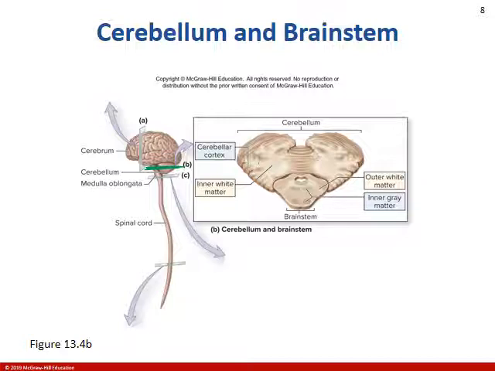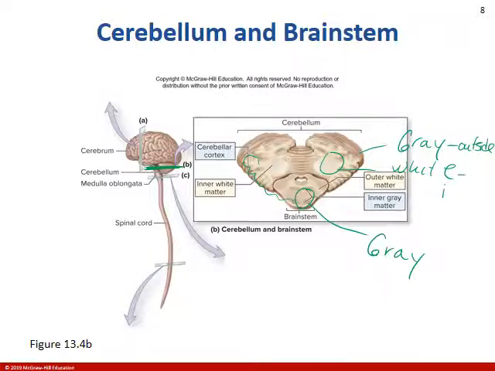Another image here, we're at a transverse cut at the brainstem area. So again, do you see that we have gray on the outside, then we have white, and then we have additional inner gray matter. So it's kind of a layering system. The gray is always on the outside, then you're going to have white on the inside, and you could have gray matter inside of the white matter.